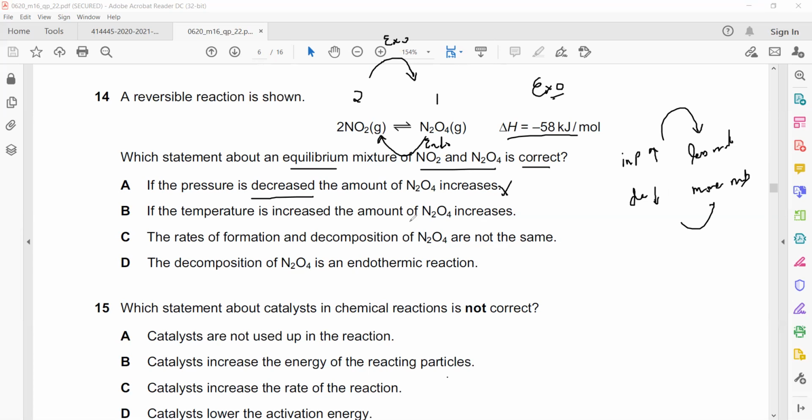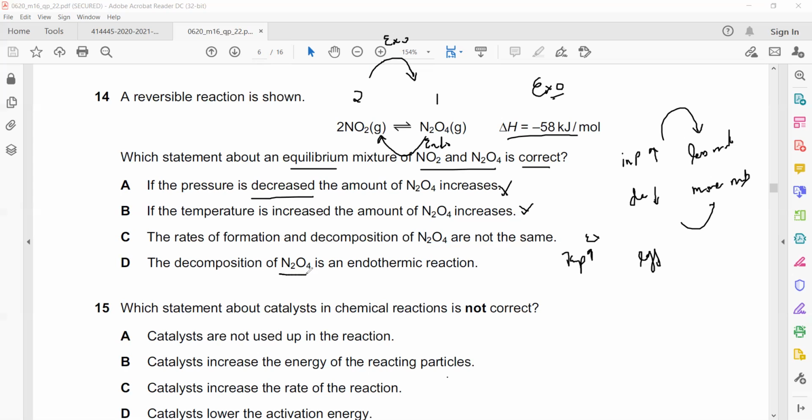If temperature is increased, the amount of N2O4 increases, that's wrong because the forward reaction is exothermic. If we increase the temperature for an exothermic reaction, the equilibrium will shift towards the left hand side. So that's also wrong because N2O4 is a reactant. The rate of formation and decomposition are not the same. If something is in equilibrium, then the rate of formation and decomposition will be the same.